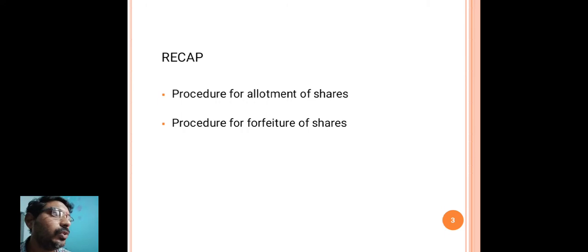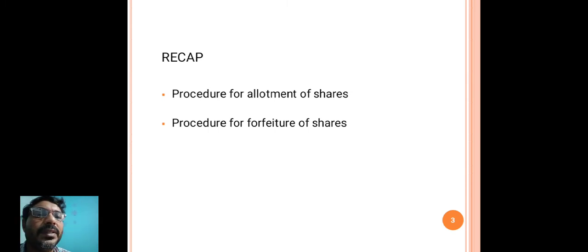The details of those shareholders whose shares have been allotted are entered in a special register called the register of shareholders. From that point onwards, a legal relationship is established between the shareholders and the company.